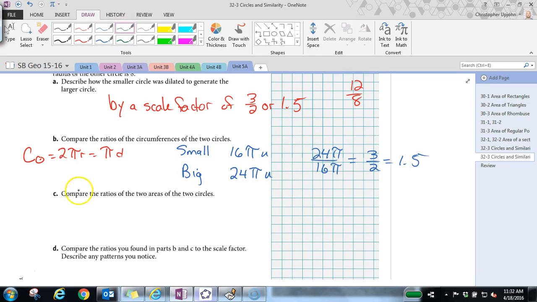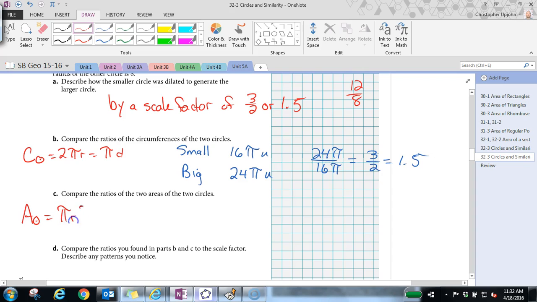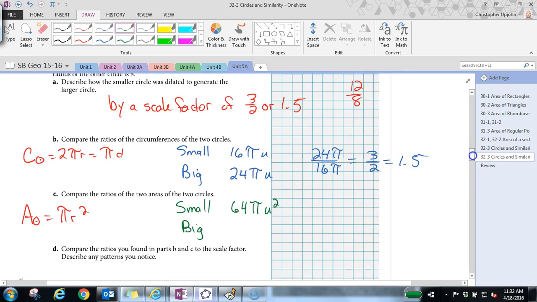The two areas of the circles. Remember, the area is pi r squared. Again, we want exact answers so that we can make sure that rounding is not going to be an issue. So our small circle has an area of 64 pi units squared, 8 squared, and the big circle is 12 squared, 144 pi units squared. So big over small again. Reduce that, it's 9 over 4, or 2.25.